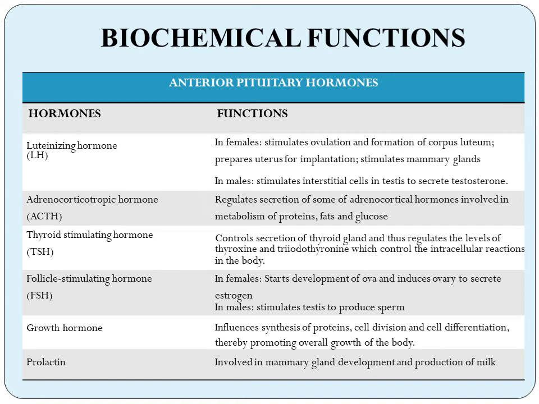The follicle stimulating hormone starts the development of ova and induces the ovary to secrete estrogen in the females, and it stimulates the testis to produce sperm in the male. The growth hormone influences the synthesis of proteins, cell division, and cell differentiation, thereby promoting overall growth of the body. The prolactin is involved in mammary gland development and production of milk.